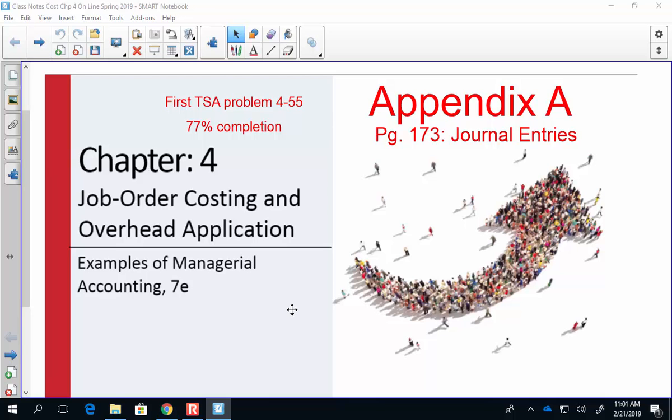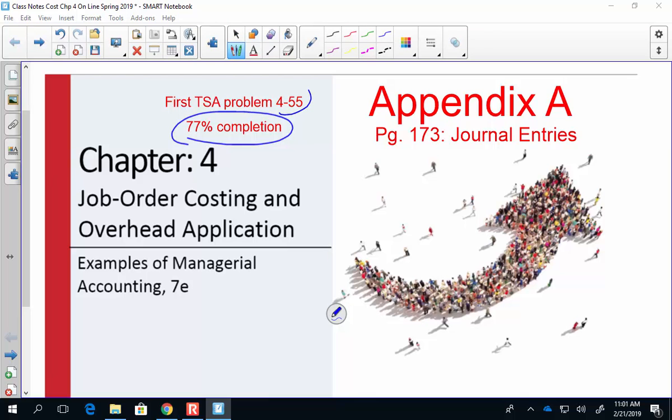Also for chapter 4, remember this is our first TSA problem, problem 455. Our goal here is to hit the completion of 77%. So just make sure you're aware of that. It's very critical that if you have problems with this particular question, you ask me as soon as you get to it. I can help you make sure that you understand the problem to hit that completion. Remember, if we don't, that makes life a lot harder.